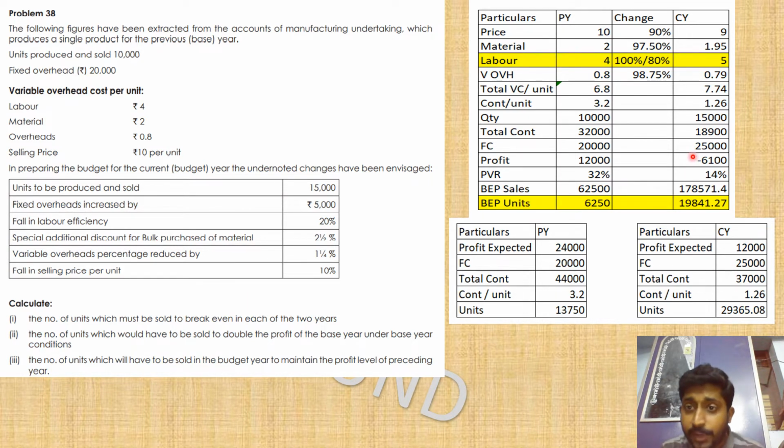So contribution per unit in the current year is 1.26. Okay, so divided by 1.26, 29,365 units you have to sell to achieve the previous year profit. Just think guys, in the last year you sold 10,000 units and achieved the profit. In the current year, since the product dynamics and the costing have completely changed, because of that you have to sell 29,000 units to achieve the same profit.